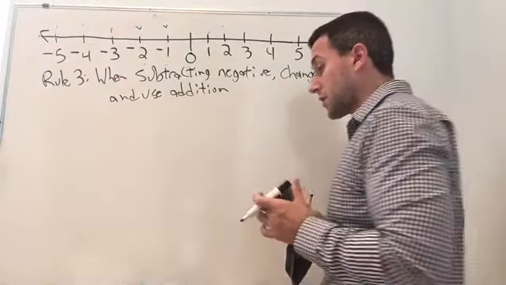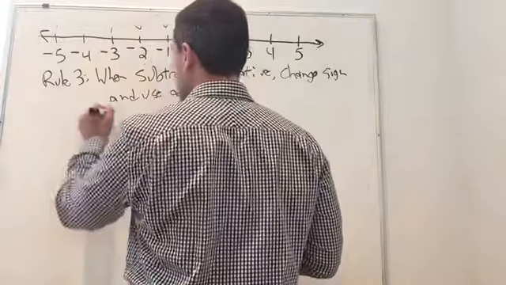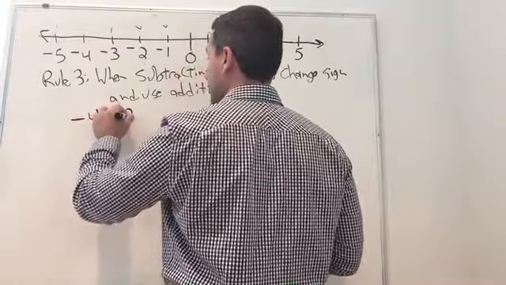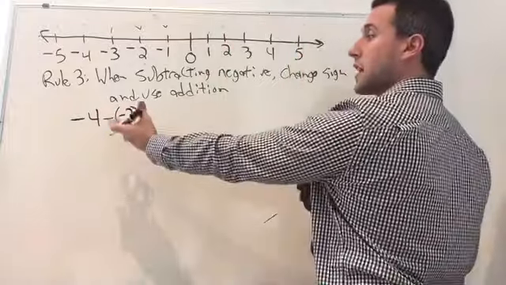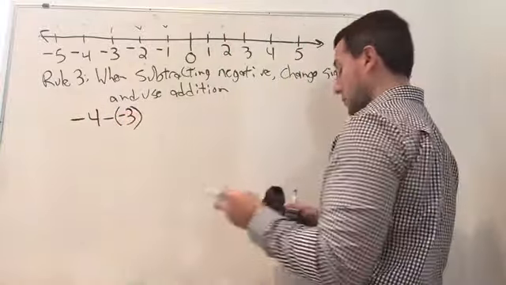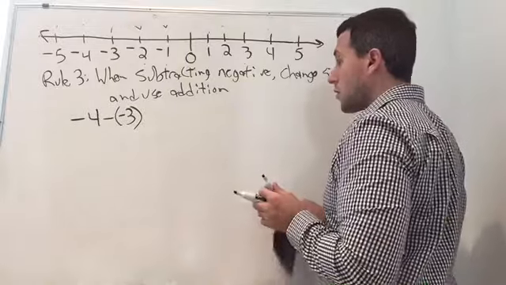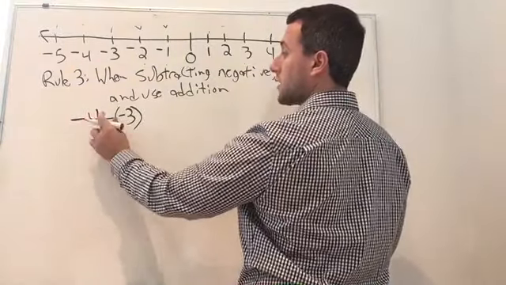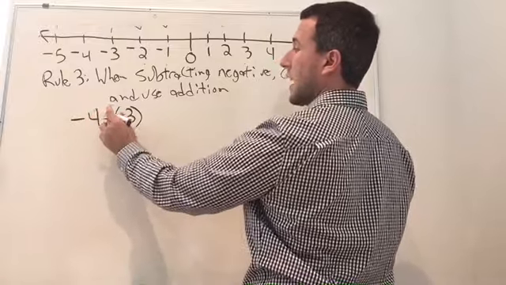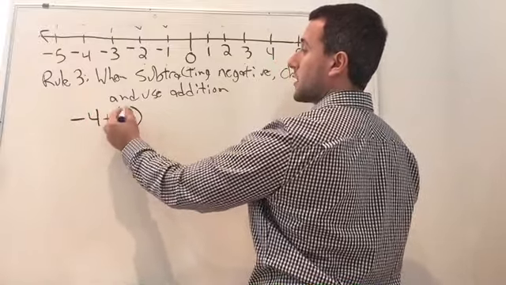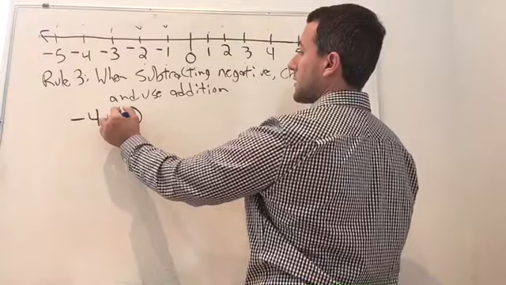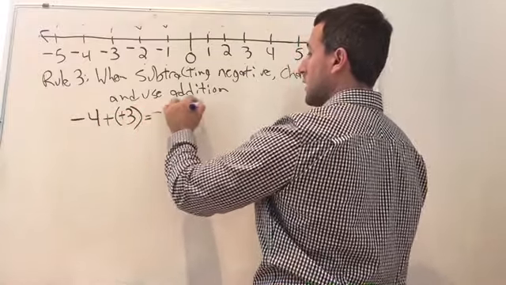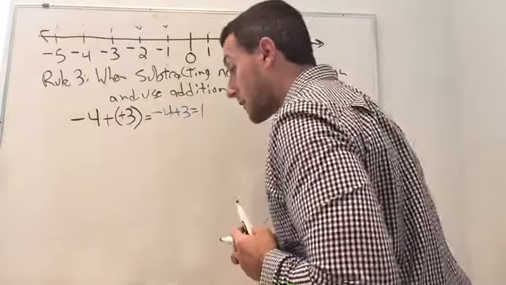So if we look at the examples here, we have negative 4 minus negative 3. Okay, now that looks complicated. This is why I'm trying to make this point here, right? If you keep the first term, change the subtraction to addition, and then change the sign of whatever is past it. So now this is going to become plus. So this is actually negative 4 plus 3, which of course is 1.